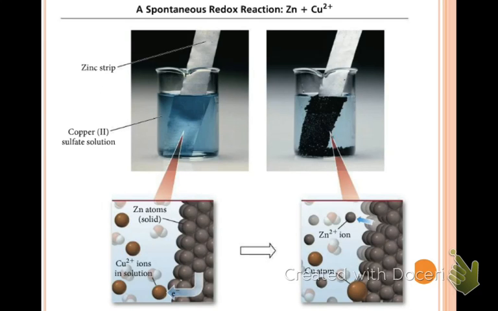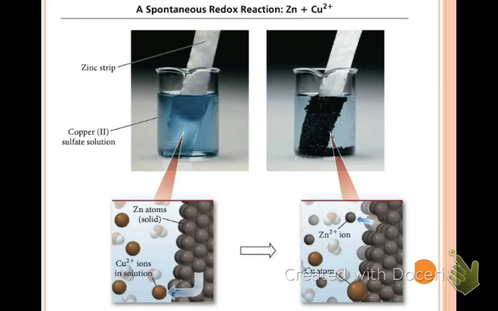So let's take a look at this scenario here. You have two different scenarios. The one on the left-hand side is kind of the before. The one on the right-hand side is the after. So let's take a look at the before. And here you have a beaker. It has an aqueous solution. It's copper 2 sulfate solution. You can tell it's copper because of that blue tinge in there. And inside of there is a zinc strip, so a little piece of zinc metal.